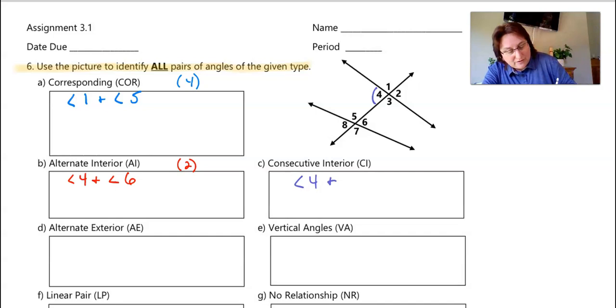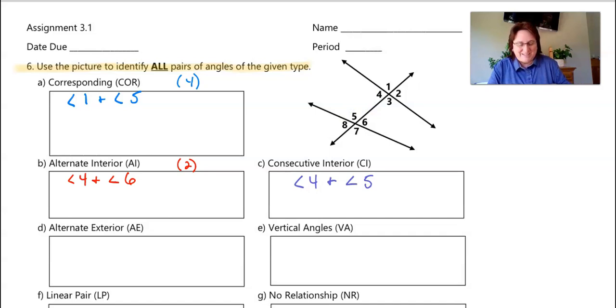All right, hopefully you guys answered that it is angle 5, right? Okay, angle 4 and angle 5, they're on the same side of the transversal and they're on the inside. Okay, all right, I'm not giving you any more hints. You guys get to figure out how many more pairs there are.